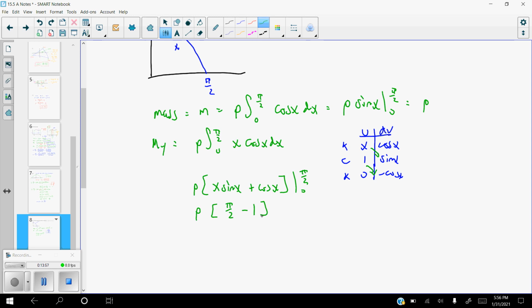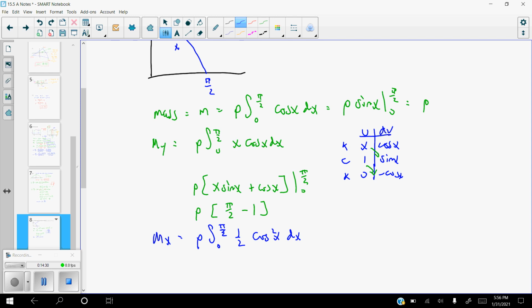If we want to find the moment of x, let's do that one in blue. Moment of x is going to be rho integral 0 to pi halves. I always forget I can pull the 1/2 out, but I'll pull it out later. 1/2 f of x squared. So f of x once again was cosine, so it's cosine squared of x dx.